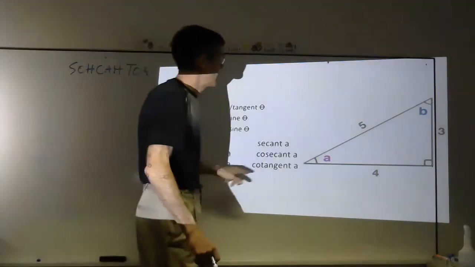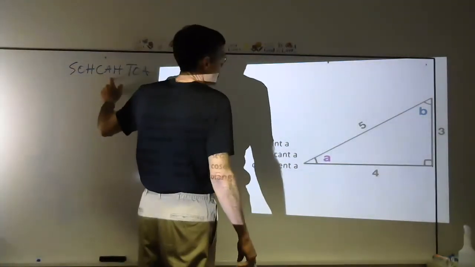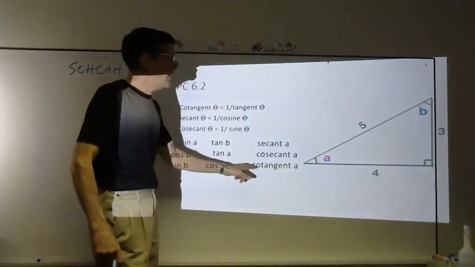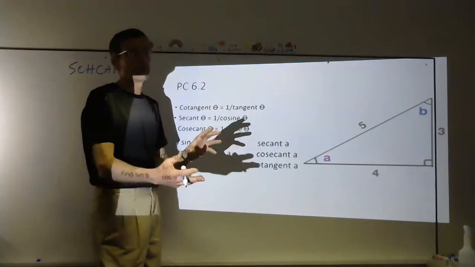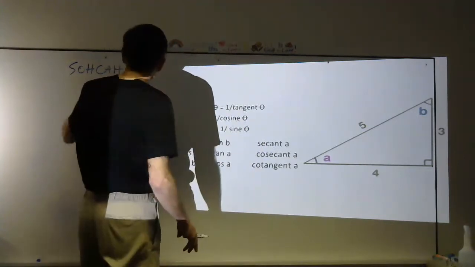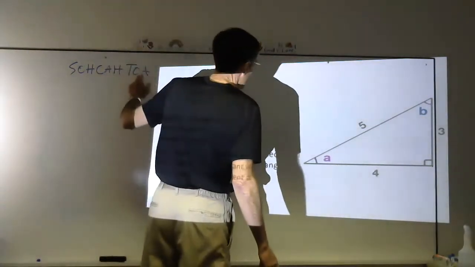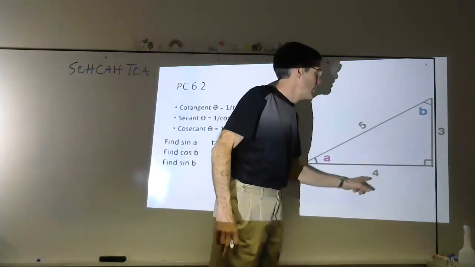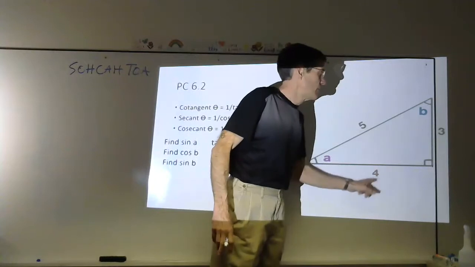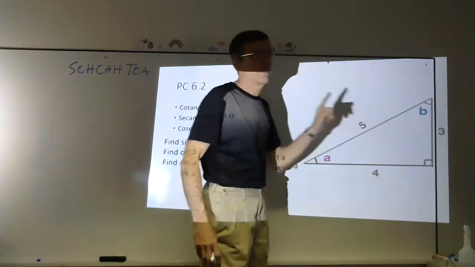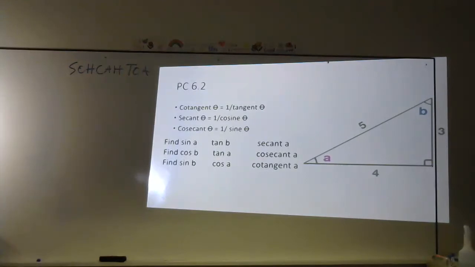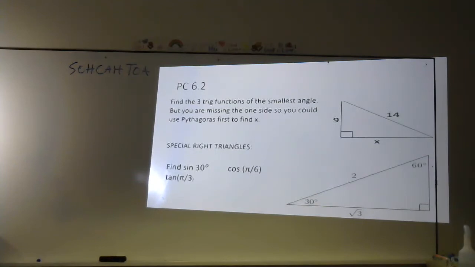Cosine of angle A. Cosine, adjacent over hypotenuse, 4 over 5. Cotangent of A is the reciprocal of tangent. Tangent is opposite over adjacent, so the tangent of A is 3 over 4. So cotangent is 4 over 3. Once you get that memorized, you will have no trouble whatsoever.